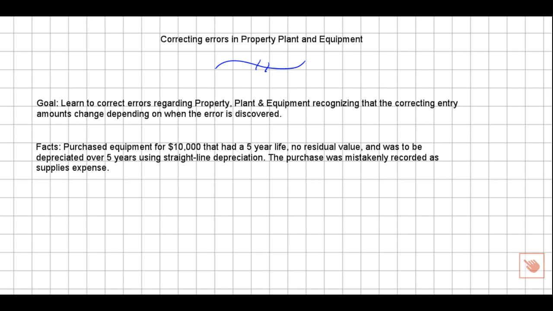Our facts tell us that we purchased some equipment for $10,000 that had a 5-year life. No residual value, it was depreciated over 5 years using straight line depreciation. The purchase was mistakenly recorded as supplies expense. And let's just assume that happened 3 years ago. So, first, let's see what the entry was and what it should have been.